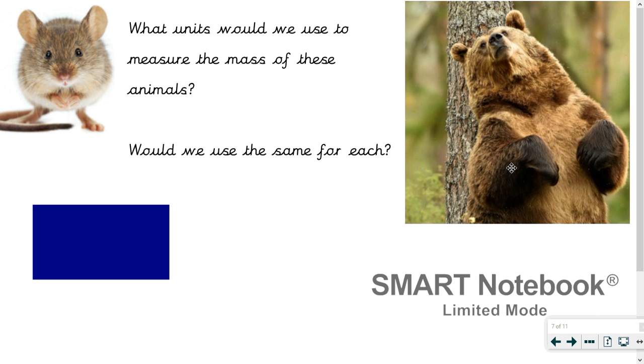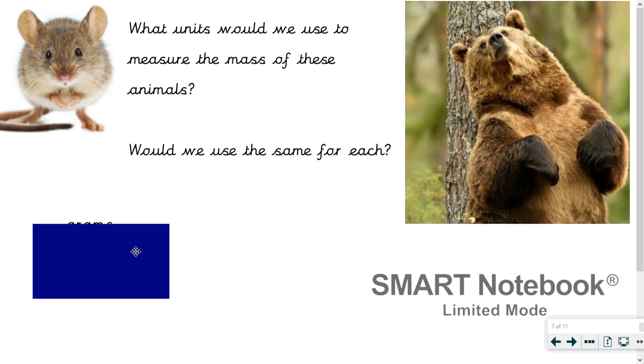And more units of measure that we use to find the mass of different objects. So what units would we use to measure the mass of these animals? Would we use the same unit to measure the mass of the mouse and the bear? What would we use for each? Think about what units we generally use when we're cooking or things like that for how heavy things are or how much to use.